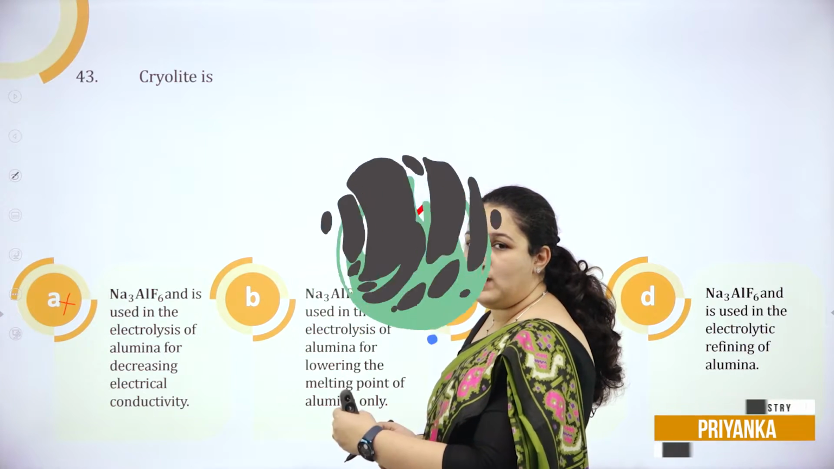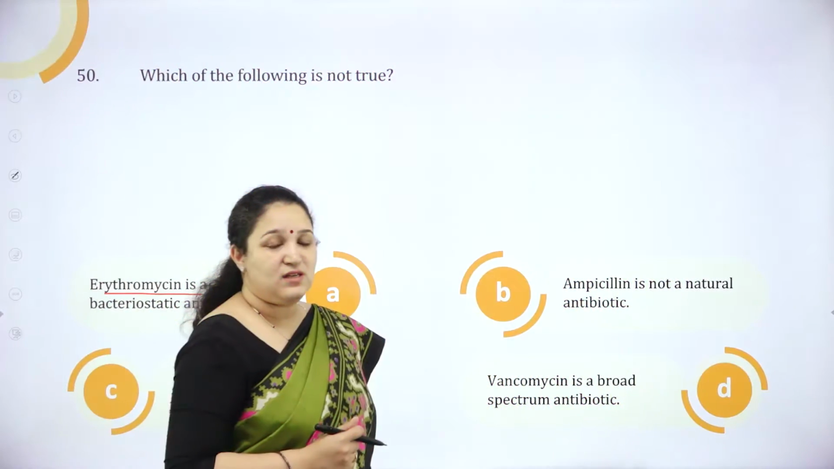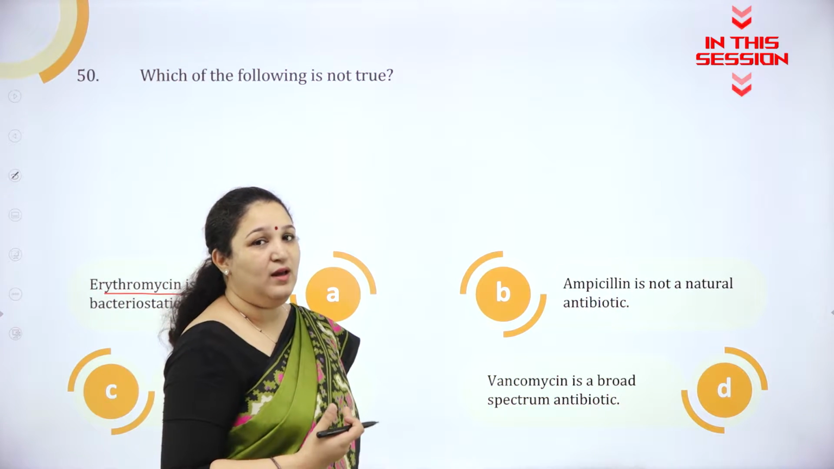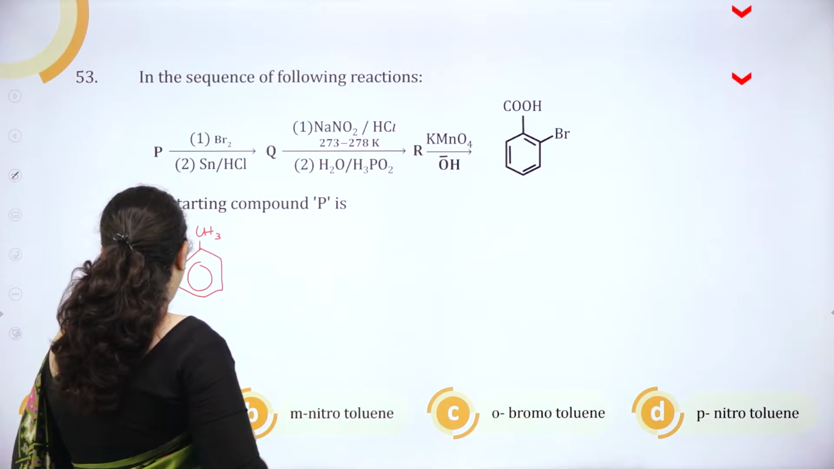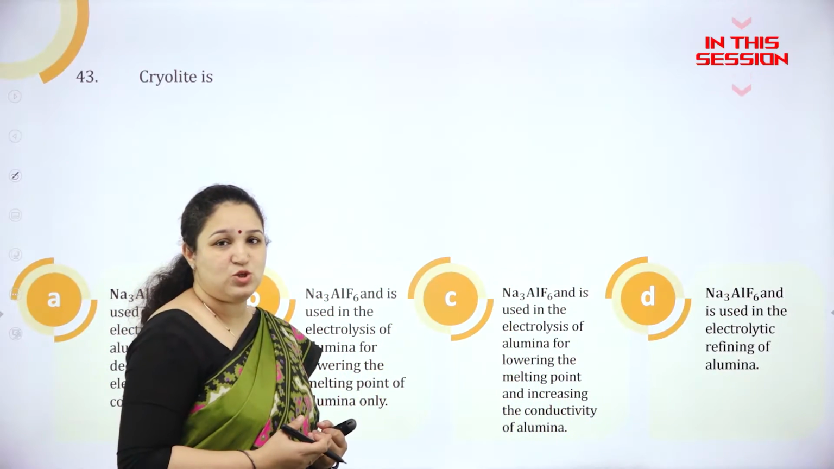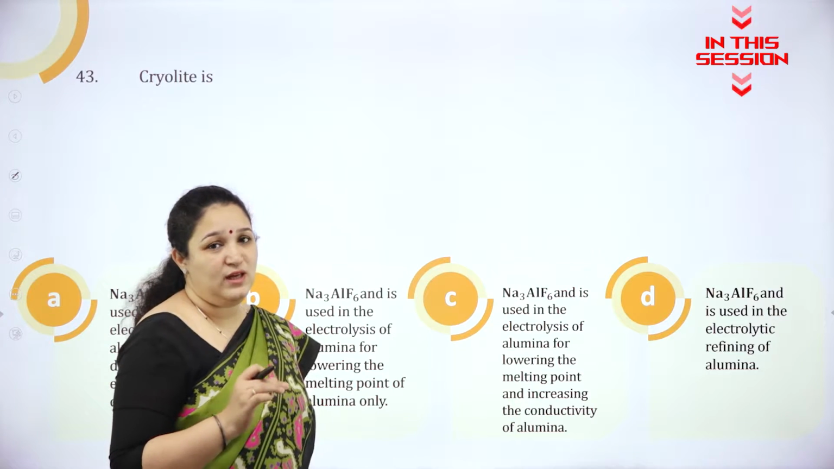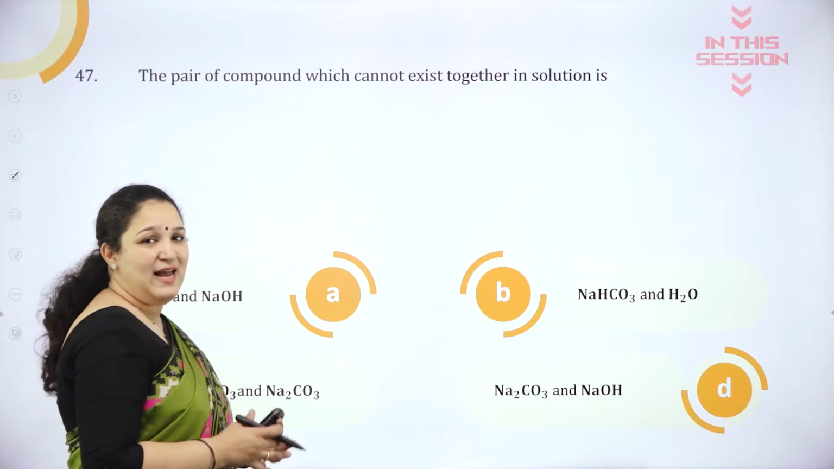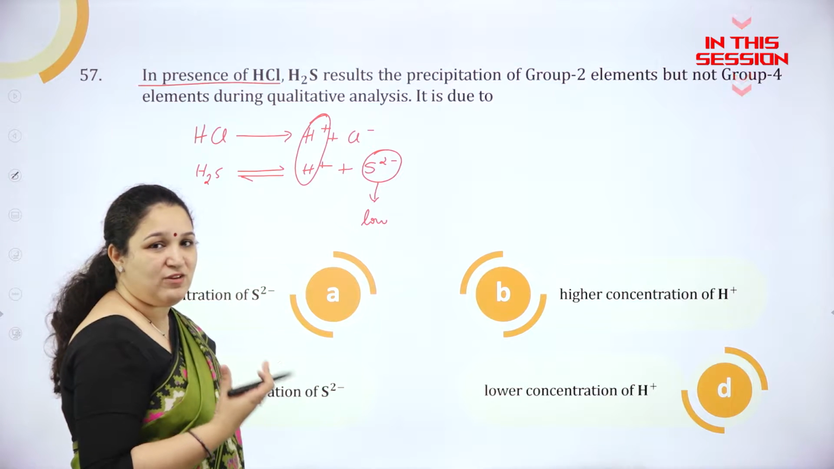The combination of lowering of melting point and increasing of conductivity is there in any of the options. It is a derivative of penicillin, okay? It's not the one which is naturally occurring. So can you have orthonitrotoluene or orthobromotoluene as your option? Cryolite is used to increase the conductivity as well as reduce the melting point. See, when there is an acid and a base, they cannot exist together because they will react and form salt and water. Dissociation, and S2- sulfide ion concentration is very low.